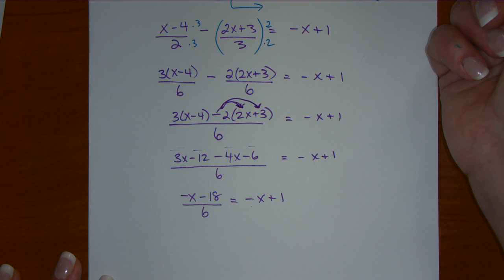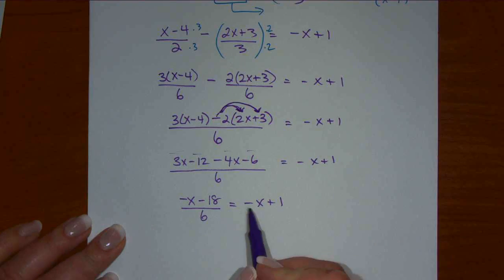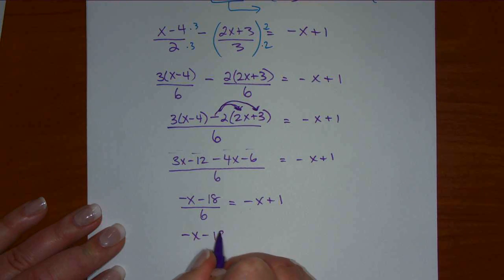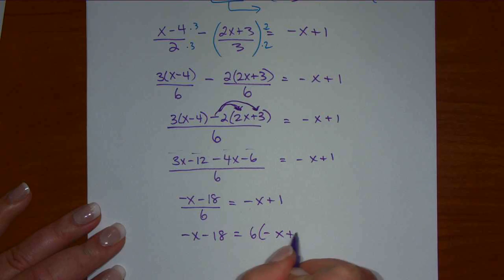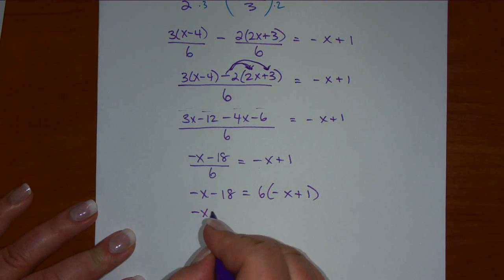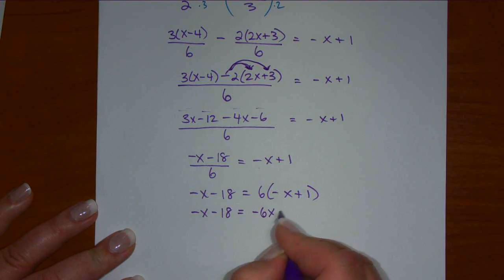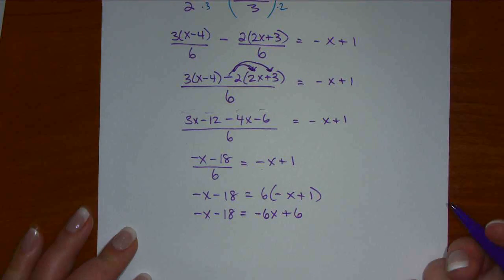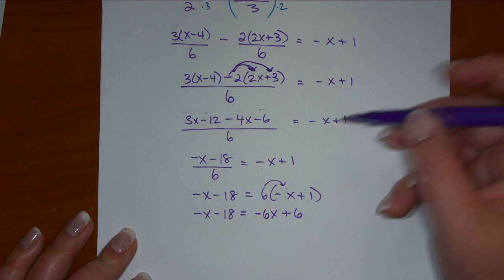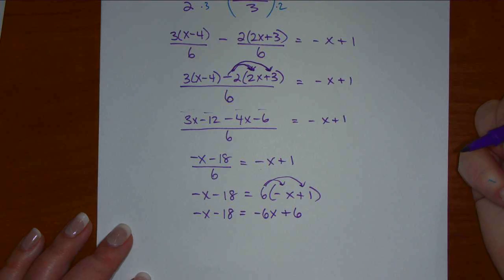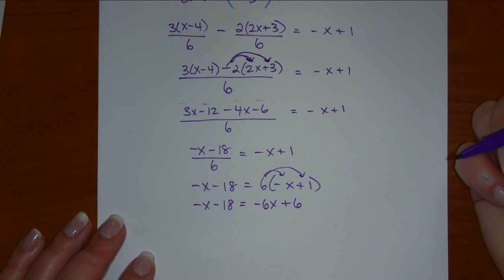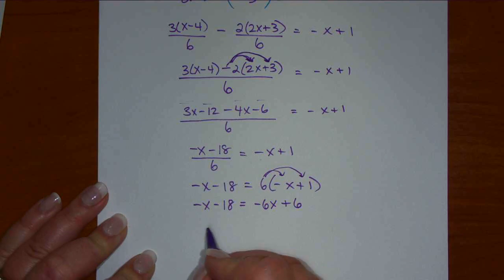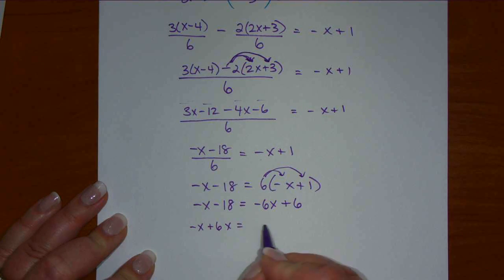Any other questions? Okay, now what? Cross multiply the 6 times both of those, so you put it in a bracket: 6 times minus x plus 1. Six times minus x is minus 6x, and 6 times 1 is 6. And then move things around. So minus x plus 6x equals 6 plus 18.